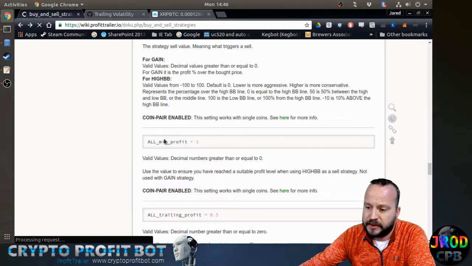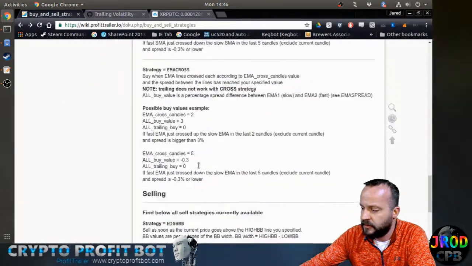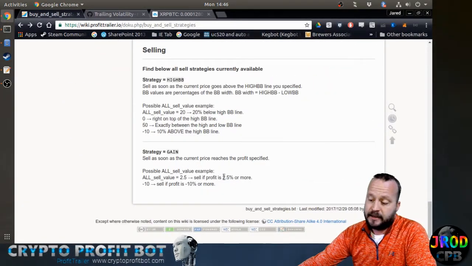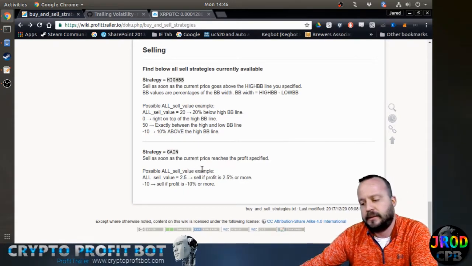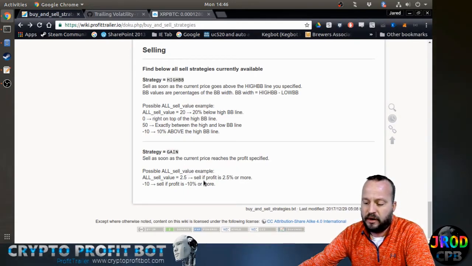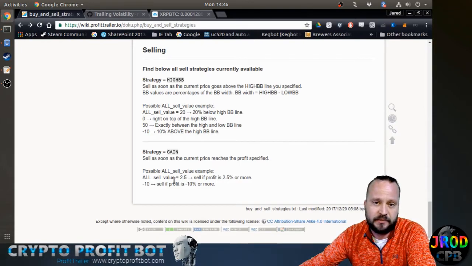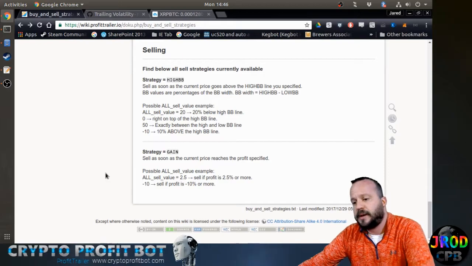Okay, and the last one is just plain old gain. Again, a lot of people use gain. It's just whatever, if the price is at a certain percentage of profit, start trailing and try to sell. So that's all the buy and sell strategies.